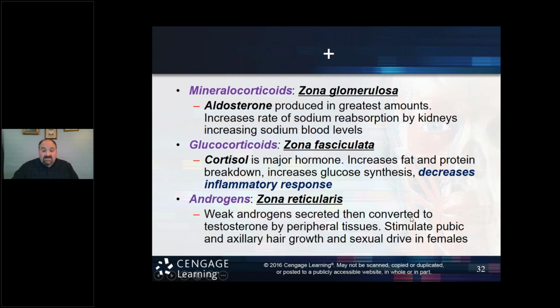It increases glucose synthesis. This all leads to long-term issues that can be very detrimental to our health, as well as decreasing the inflammatory response. Now you hear that and go, okay, big deal, what does that mean? Well, what that means, folks, is that if you have high levels of cortisol in your body, it's going to diminish your immune response to whatever you come in contact with.